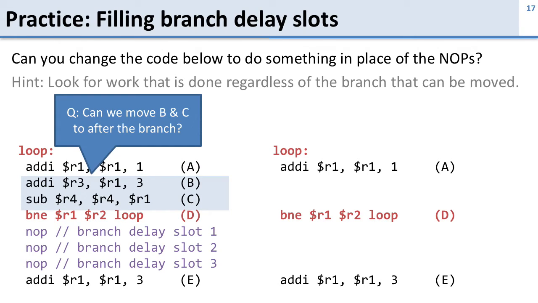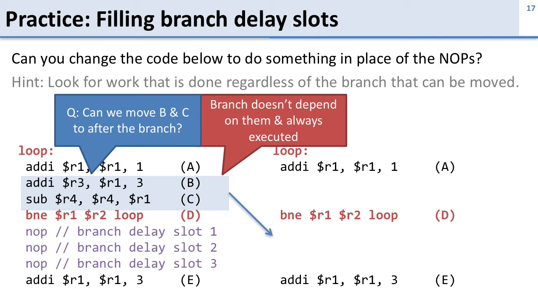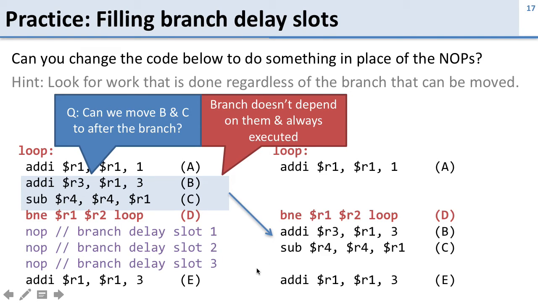How about these other 2 instructions here? Can we move them into after the branch? And the answer for that is yeah. The branch doesn't depend on these, and they're always executed. So every time you go to the branch, you're going to execute these beforehand. We know that all these instructions are going to be executed every time anyway, because they come after the branch. It takes a while to resolve the branch. So we can go ahead and move these down here to after the branch.